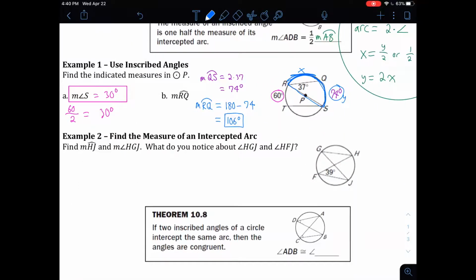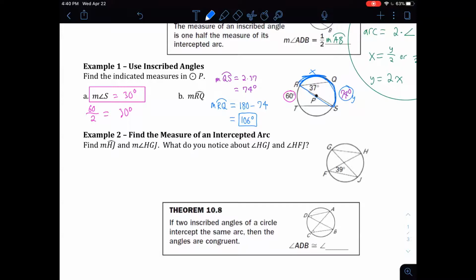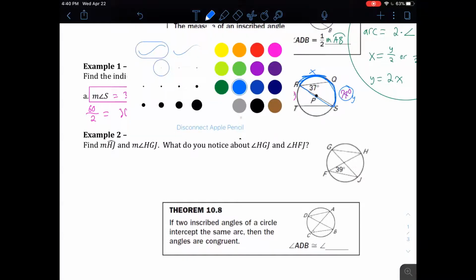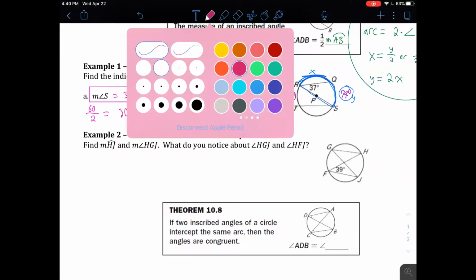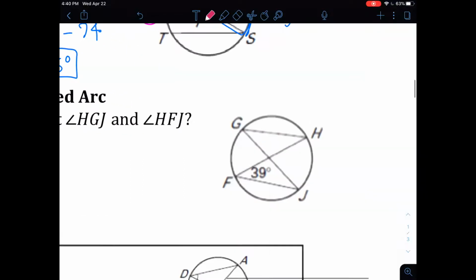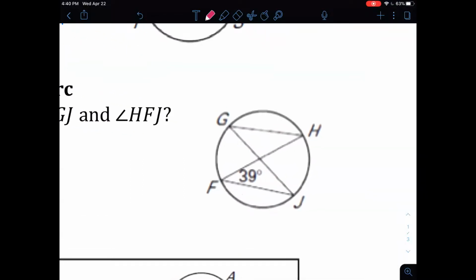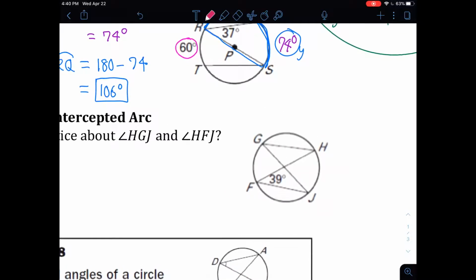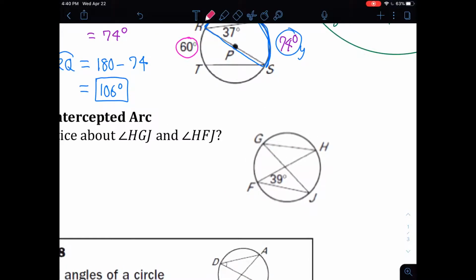Example 2 is a little clunky, but we'll go through it a little bit here, I guess. I think we're gonna skip this explanation here because, I don't know, let's go through it. Why not? So we're looking for, it says, what's the relationship between angle HGJ and HFJ?